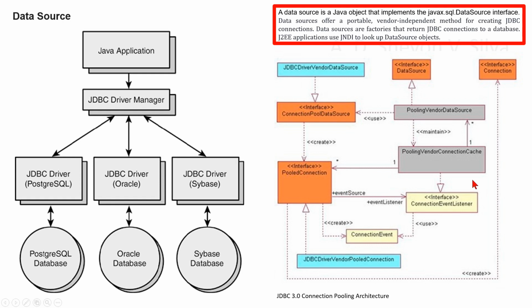The pooling vendor data source object then invokes the pool connection getConnection method to obtain a connection object, which it returns to the application to use as a normal connection. Because the JDBC driver vendor implements the pool connection interface, the JDBC driver creates the connection object. However, this connection object is not a physical connection as in the non-pooling case. The connection object is a handle to the physical connection maintained by the pool connection object.